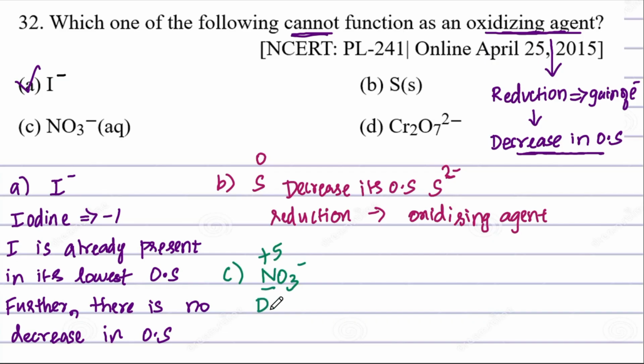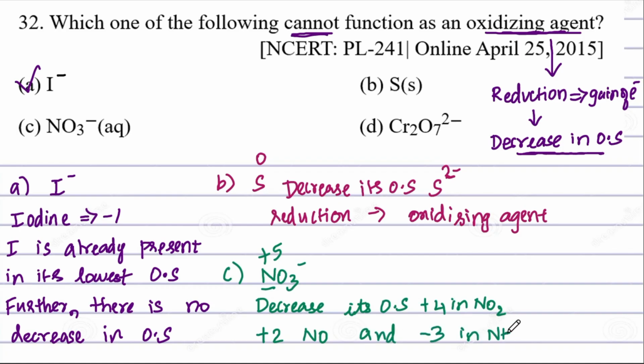So nitrogen can further decrease its oxidation state to +4 in NO2, and it can decrease its oxidation state further to +2 in NO and -3 in NH3. Also, it can show 0 oxidation state in N2. So, from +5, it can lower its oxidation state. So, it undergoes reduction. So, when it undergoes reduction, it can act as oxidizing agent.